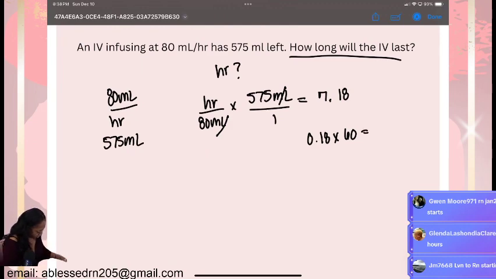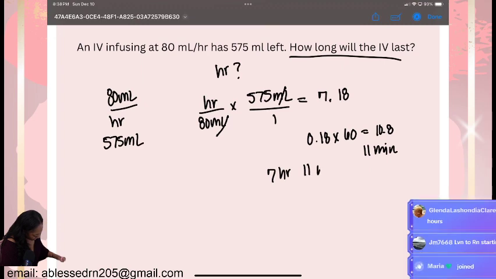And that's going to be 10.8 minutes. I round it to 11 minutes. So it'll be 7 hours and 11 minutes.